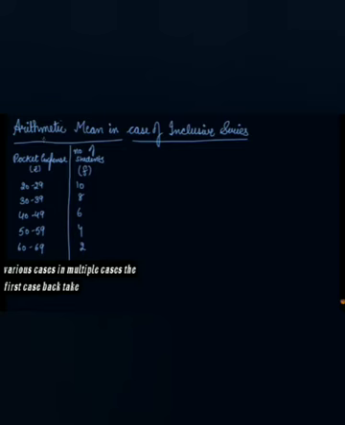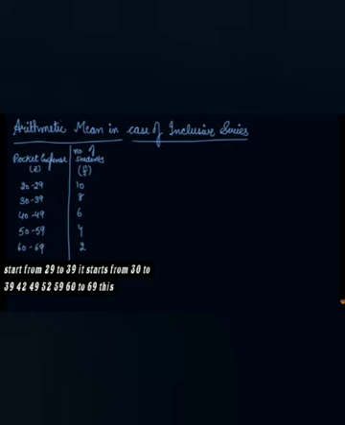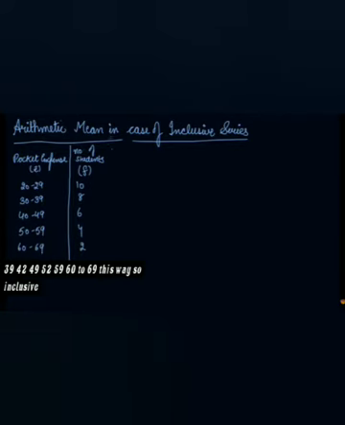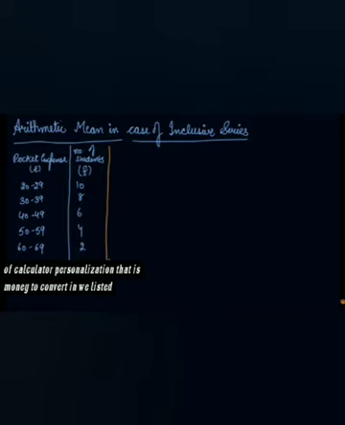So the first case I have taken is of inclusive series. I told you what inclusive series is, that is 20 to 29. Then it does not start from 29 to 39. It starts from 30 to 39, 40 to 49, 50 to 59, 60 to 69. So if an inclusive series is given, then in case of calculating arithmetic mean, there is no need to convert the inclusive series into exclusive series.